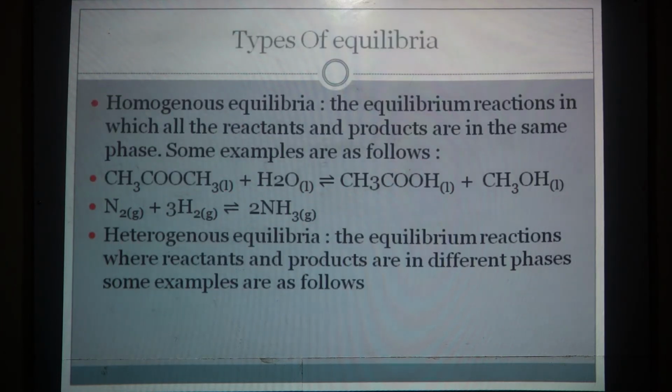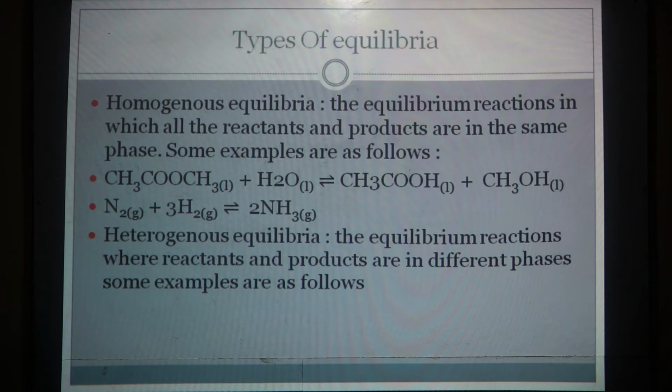Now, types of equilibria. Homogeneous equilibria are equilibrium reactions in which all the reactants and products are in the same phase. Some examples are CH3COOCH3 (liquid) plus H2O (liquid) giving CH3COOH plus CH3OH, all liquids. So this is an example of homogeneous equilibrium. Another example is N2 plus 3H2 giving 2NH3. All reactants and products are in the gaseous phase. Therefore, this is also an example of homogeneous equilibrium.